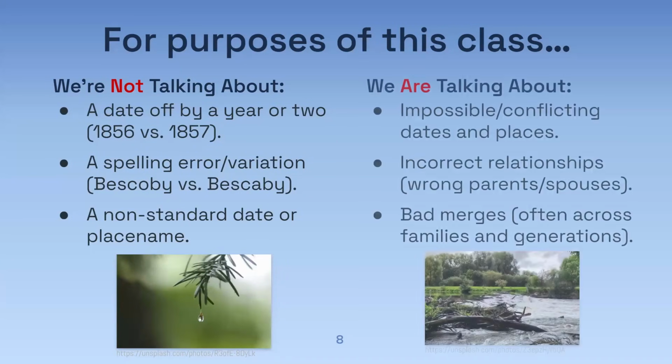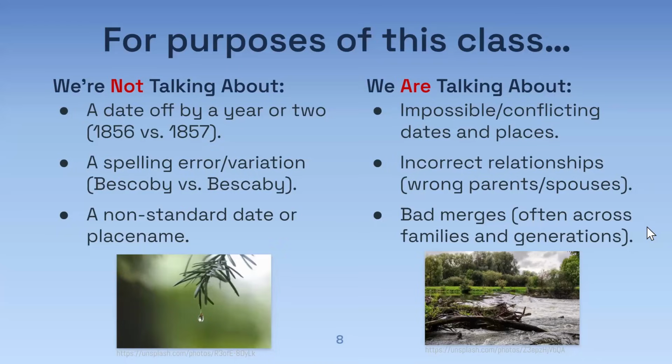The kind of problems we will be talking about in today's class are things like impossible or conflicting dates or places, such as all the kids in a family being born in the United States in the 1700s, and suddenly in the middle there's a kid born in Scandinavia. Probably not going to happen in the 1700s. Wrong relationships, where we see people connected to the wrong spouse or kids connected to the wrong parents. That's pretty significant when we're trying to build a correct tree of the human family. And we are talking about bad merges.